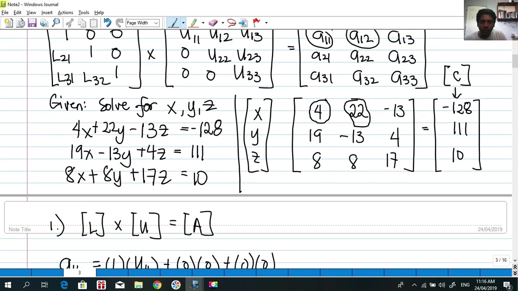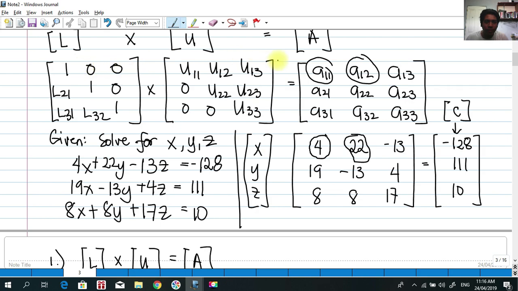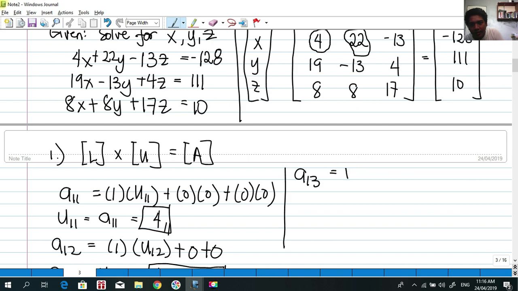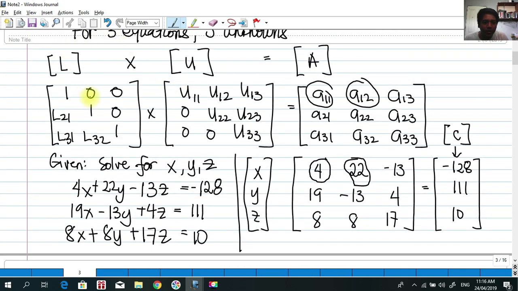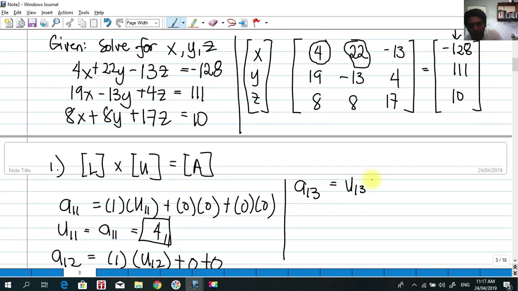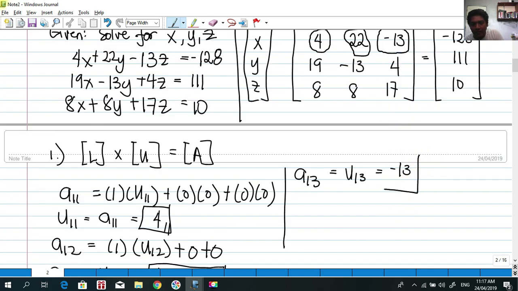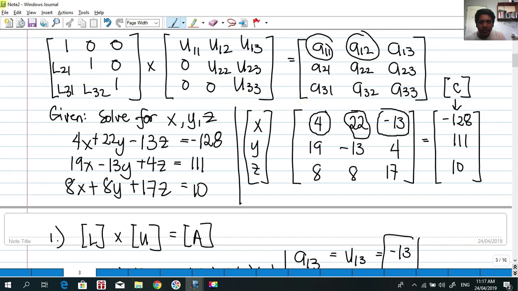Okay, how about A13? What are we going to do to get A13? Well, that's easy. A13 again, row 1 of L multiplied by column 3 of matrix U. So we have 1 times U13, that is simply U13. If you notice, 0 times U23 is 0, 0 times U33 is 0, so we are left with U13 simply equal to A13. And A13 is negative 13, according to our matrix. This is our A13, row 1, column 3. So we have negative 13 here. Okay, so 6 more to go.